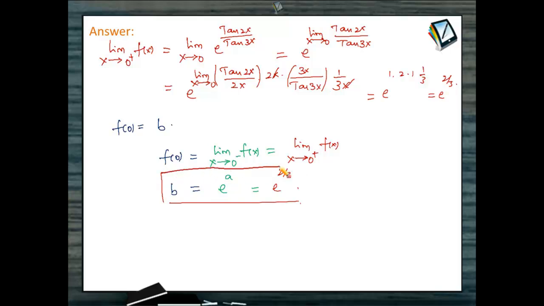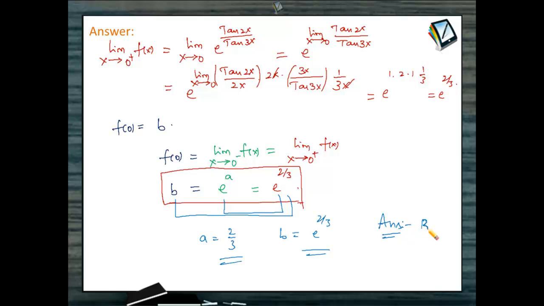Can we get the values of a and b from this? When I equate these two, I get the value of A as 2/3, and directly equating these two would give me the B value as e to the power of 2/3. So A is 2/3 and B is e to the power of 2/3. Which option are these values satisfying for A and B? That is the option given at B for this, right?